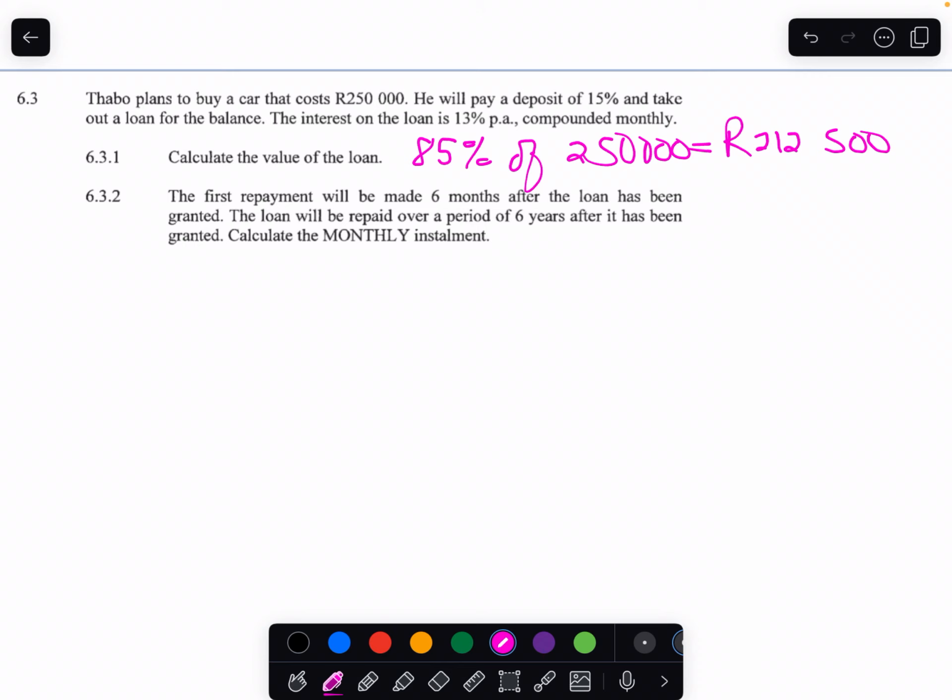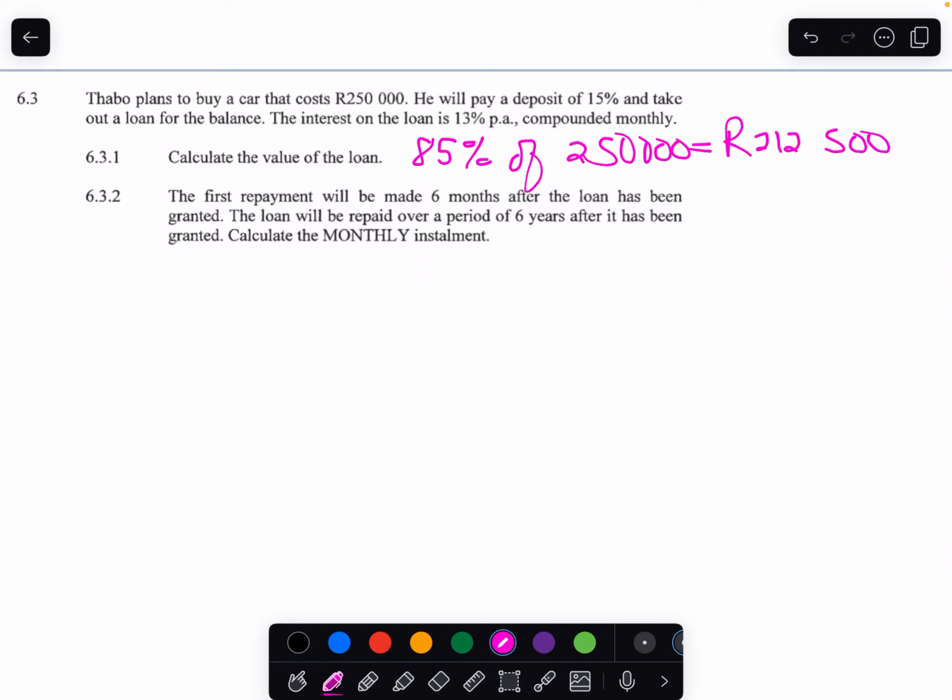The first repayment will be made 6 months after the loan has been granted. The loan will be repaid over a period of 6 years after it has been granted. Calculate the monthly installment.